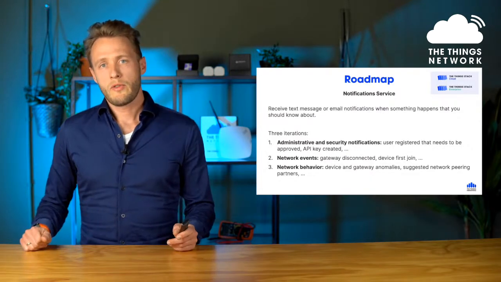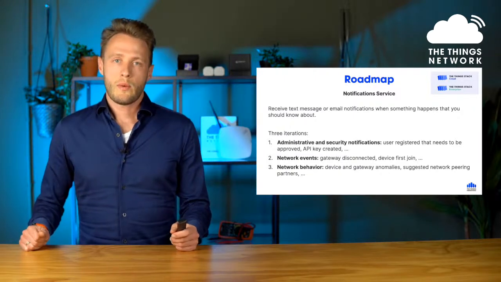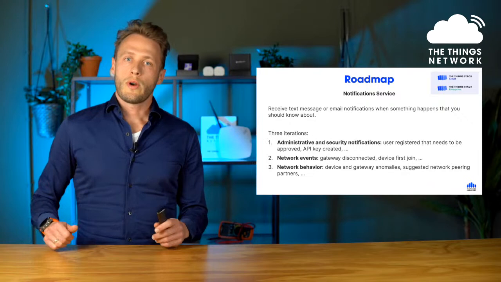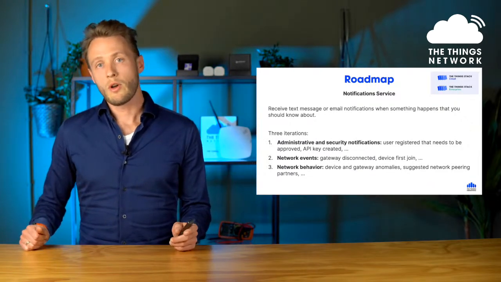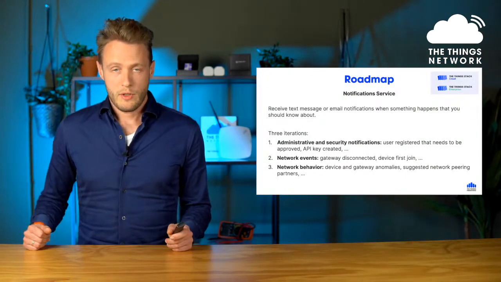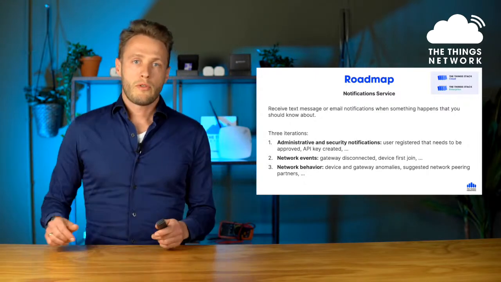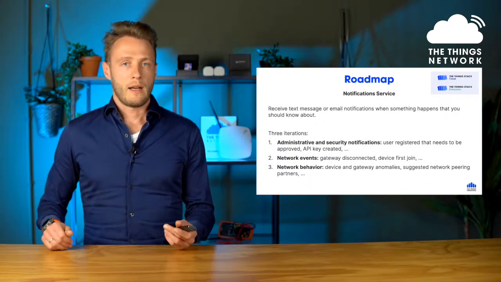We have two exciting new features on the roadmap. First is the notifications service, and that is a service that will send you text messages or email notifications of things that you should know about. And we are going to add this gradually in the versions that we are releasing this year. First, we start with some basic administrative and security notifications. So if you are a tenant administrator and a user signs up that needs approval, you will get a notification for that. So those are really simple things that we start with. Later on, we add notifications for events of things that happen in your network that you should know about.